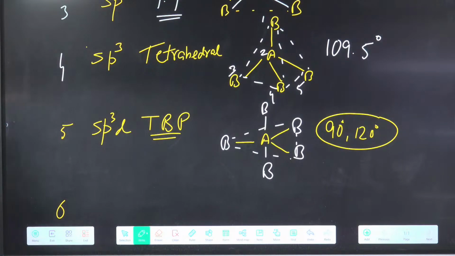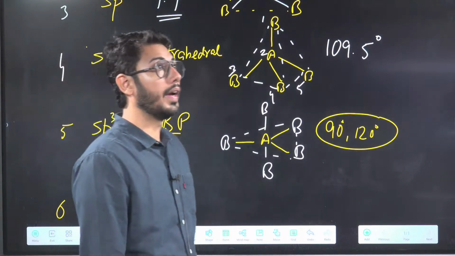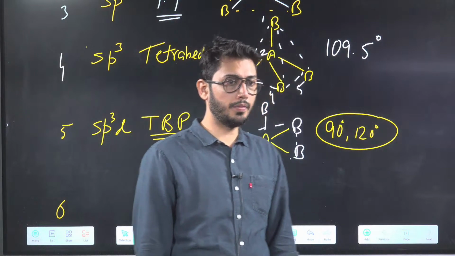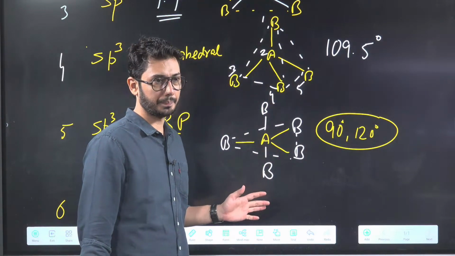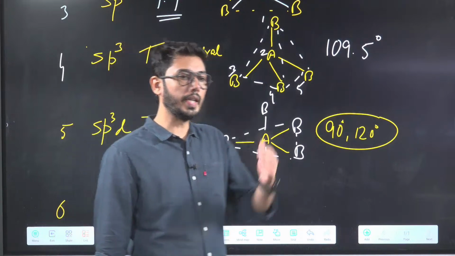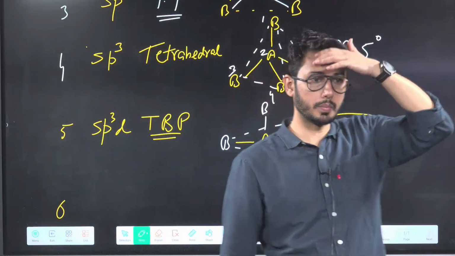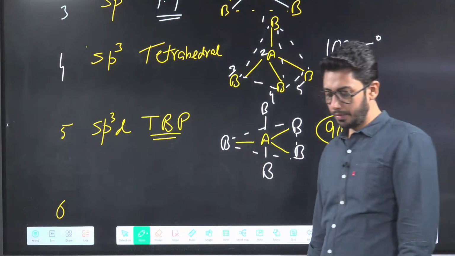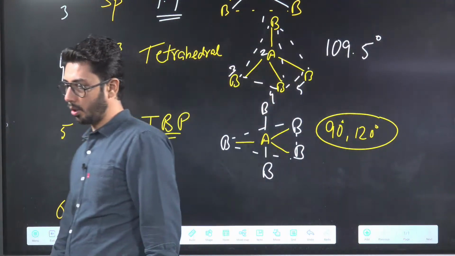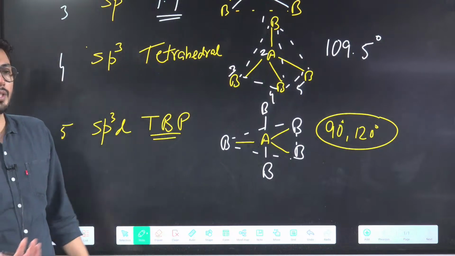They are which angles? Adjacent bond angles. If you talk about opposite, then 180 degree also possible. Axial equatorial, in the VSEPR model mainly we talk. Here we are not using these terms in hybridization.